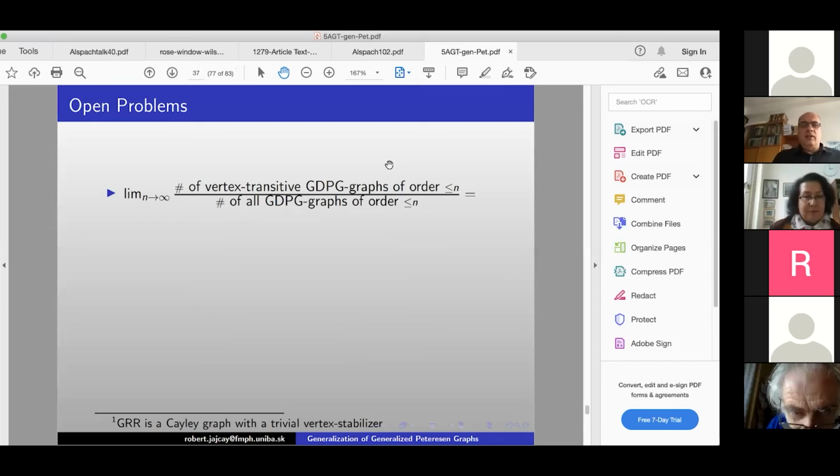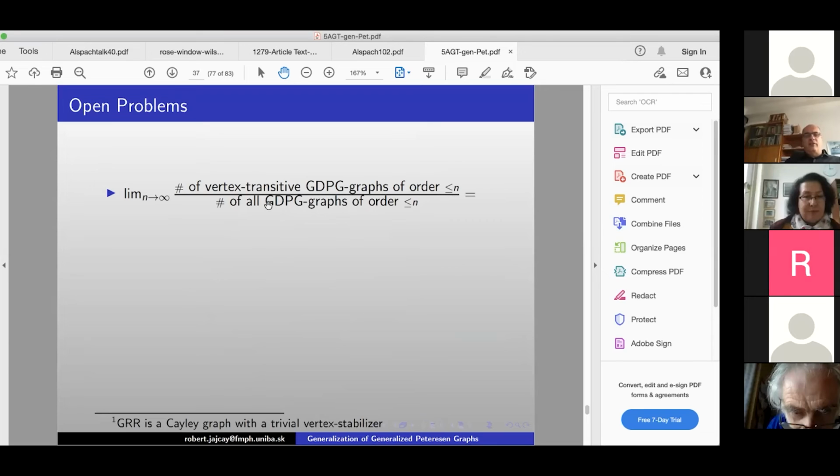So my first question is, what's the ratio between vertex-transitive GDGP graphs and all GDGP graphs? I pose the question in the form of a limit, as the order of the graphs goes to infinity. I consider all the graphs of order less than or equal to n in my family which are vertex-transitive, and compare that to all the graphs in the family of order less than or equal to n. So vertex-transitive versus all, I guess it shouldn't be hard to prove that this limit is going to be 0, and the majority of the graphs will not be vertex-transitive.